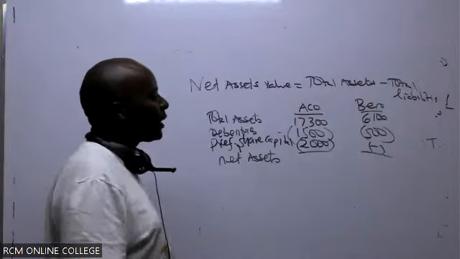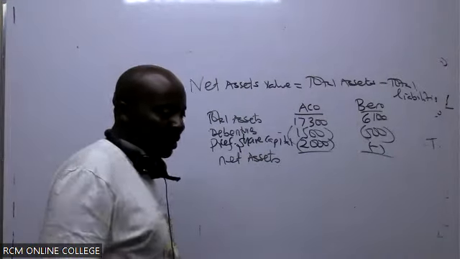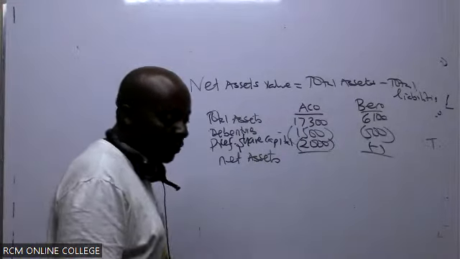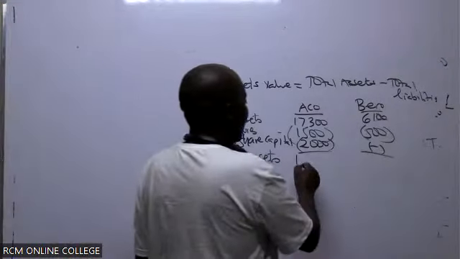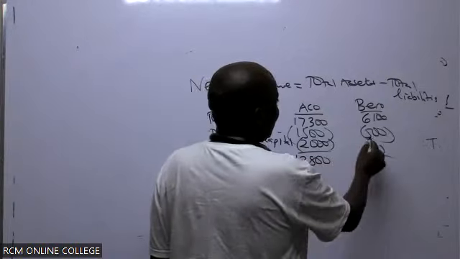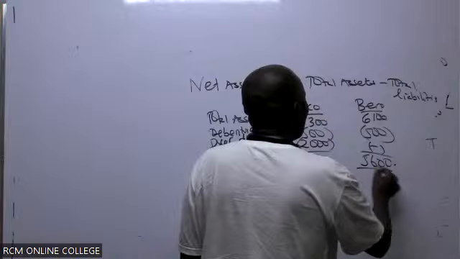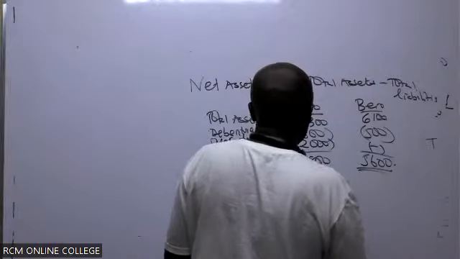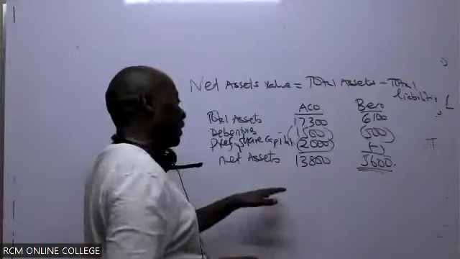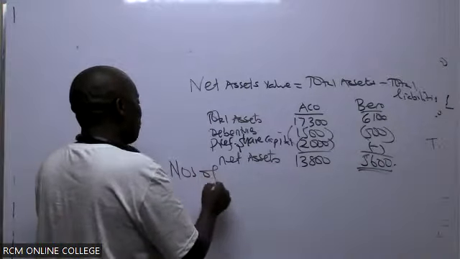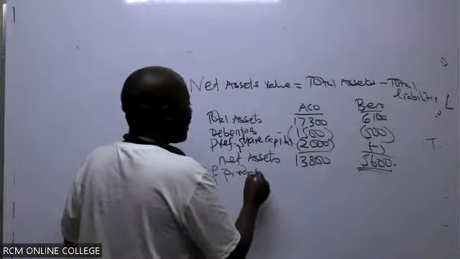Are you able to give me net assets of ACO? Anybody who is able to give me 13,800. So this is 13,800, and then this one here will be 5,600. So then the exchange ratio, if we're using net assets basis, we shall take that divided by this. So we have here number of ordinary shares of the predator using net asset basis.